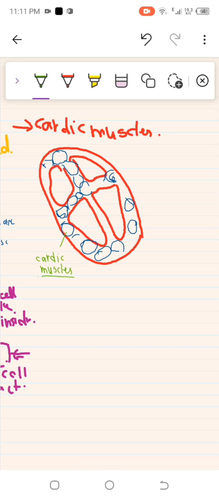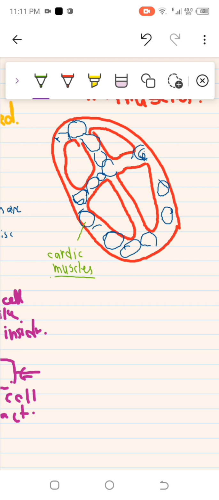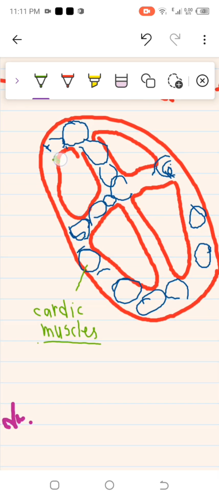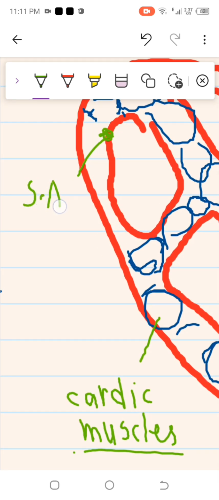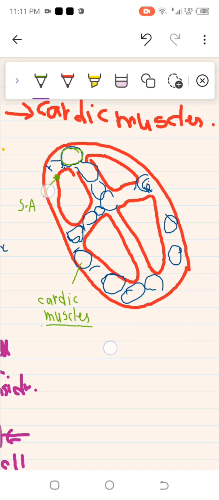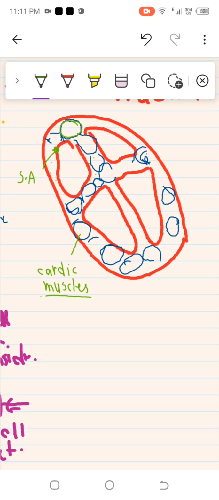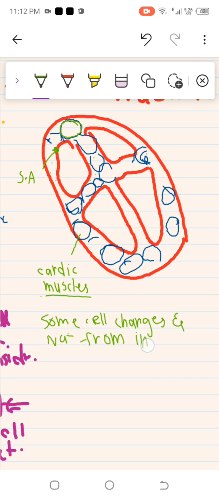Now some cells change, taking Na from the interstitial fluid. Here we have the SA node, the sino-auricular node, which we will discuss further on. How do these cells change? They start taking Na from the interstitial fluid present at the side of the cells. So no neuron is required for these cells.